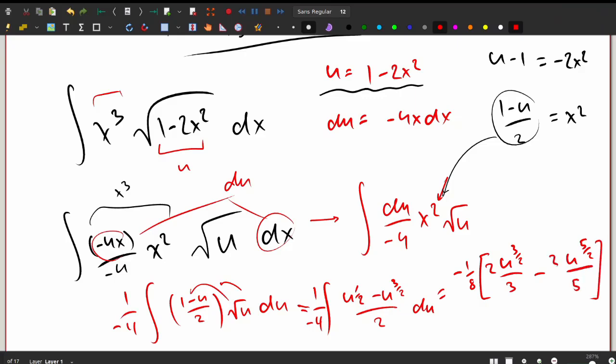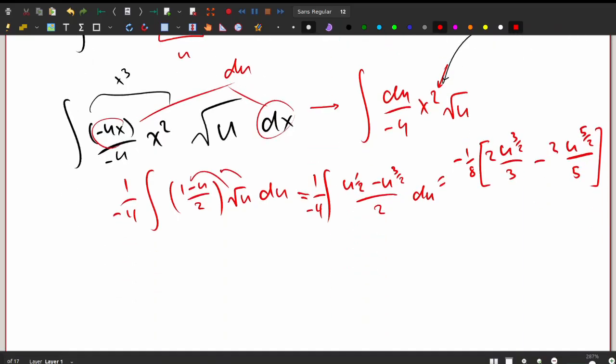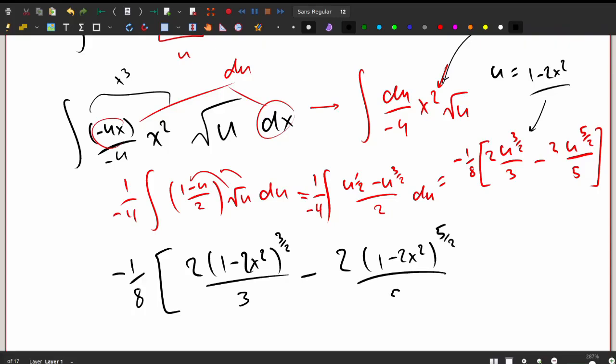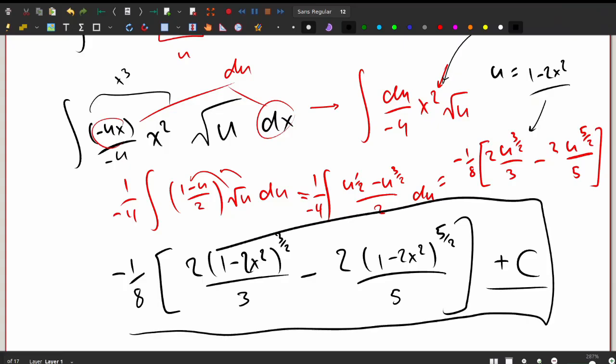And our last step, we have to rearrange this in terms of x. So remember, u is equal to 1 minus 2x squared. So let's plug that in. Now this becomes negative 1/8 still, 2 times (1 minus 2x squared) to the 3/2 power divided by 3, minus 2 times (1 minus 2x squared) to the 5/2 power divided by 5. And this plus c, don't forget plus c when you're doing indefinite integrals, is our final answer.